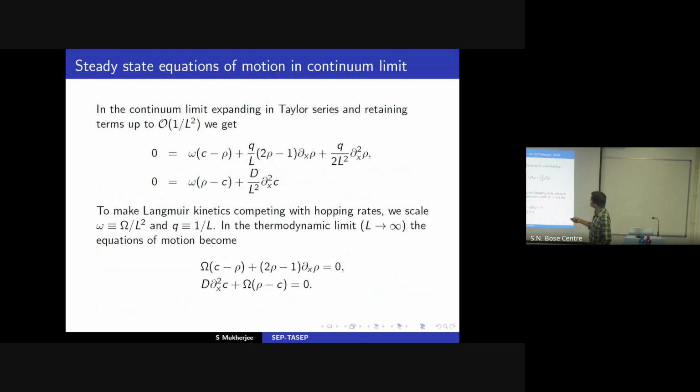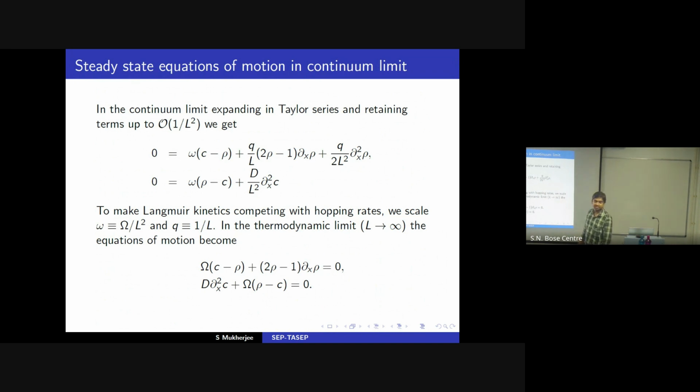Even if we don't scale it, if you see this equation of motion, if we put D equal to 0, the only solution is rho equal to C, which again reduces to the equation of motion (2 rho minus 1) del x rho equal to 0. So it is not due to the scaling. Even if you don't scale it, from this bare equation of motion, you can find that the model reduces to the TASEP model when you take the D going to 0 limit.